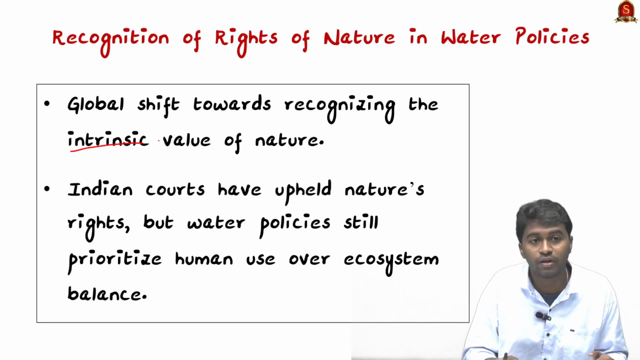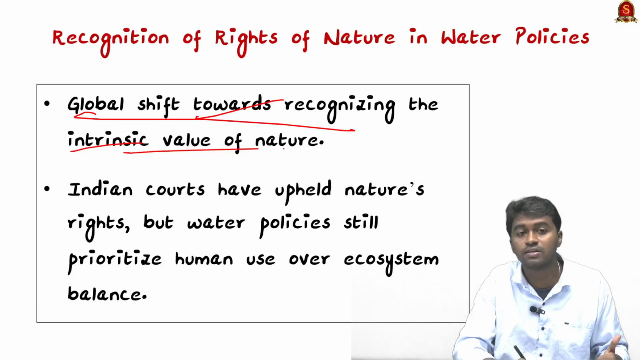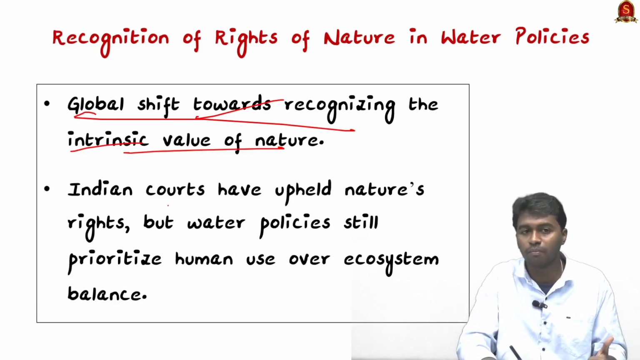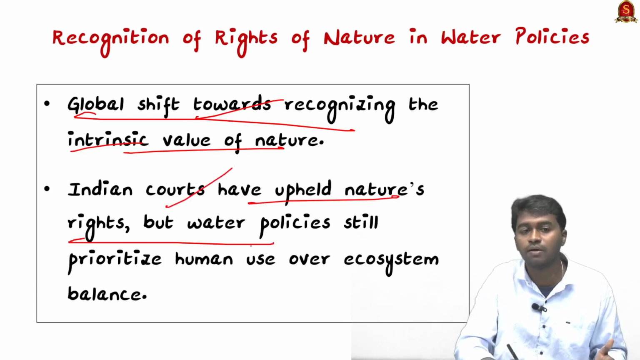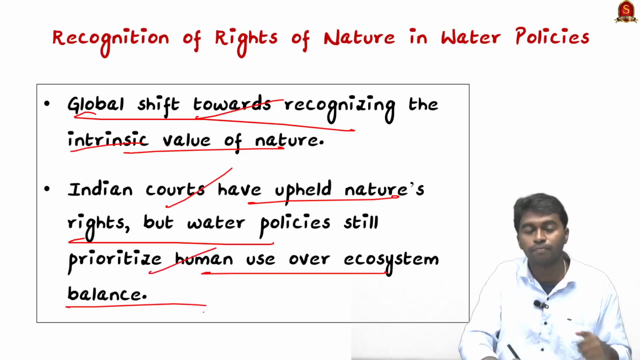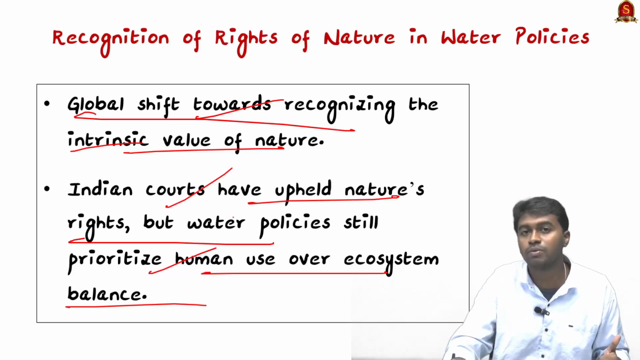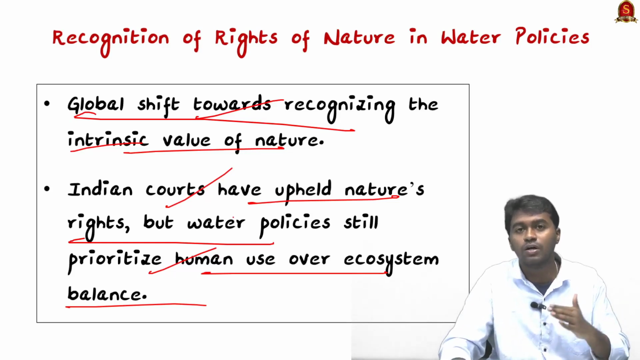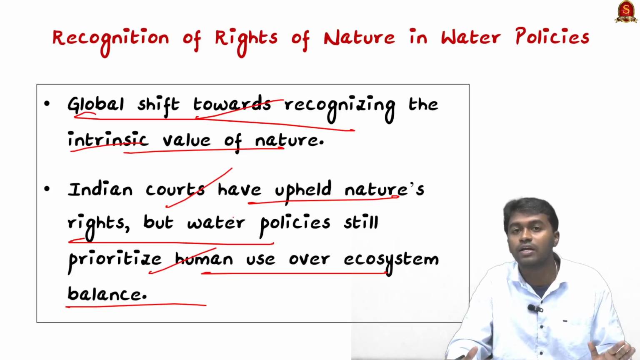For example, forests. And now we can see at the global level, there is a shift towards recognizing the intrinsic value of nature. And in India, we need a standalone framework for this. But you can see occasionally the Indian courts have upheld nature's rights, but water policies still prioritize human use over ecosystem balance. For example, recently in 2023, the Great Indian Bustard case. In the Great Indian Bustard case, the Supreme Court directed the Rajasthan government to remove all the barriers that affect the ecosystem or the life of the Great Indian Bustards.